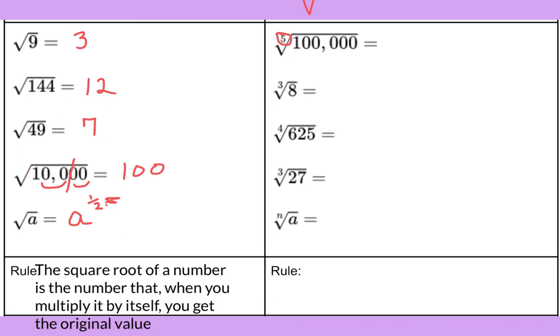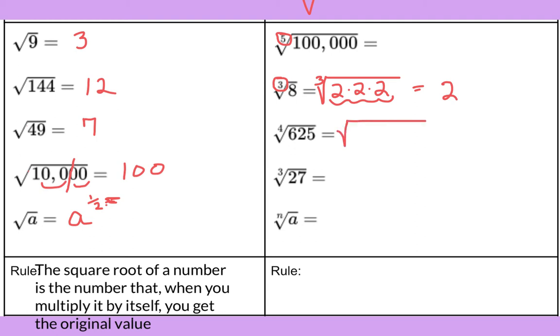So let me start with the 8. The cube root of 8. Is there a number that multiplied by itself 3 times gives us 8? Well, yeah, that's 2. 2 times 2 times 2 is 8. So what I'm looking for here is, is there a perfect group of 3 of those things to give me 8? Yeah, so my answer would be 2.